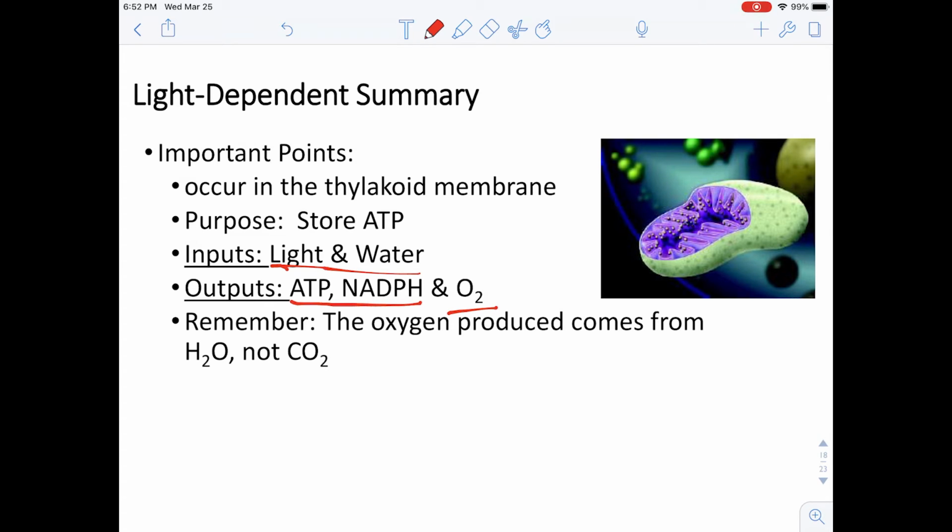Really good trivia question, though, and one that has been on the AP exams in the past is, the oxygen that you are breathing right now, where did it come from? Where did it originate? And the answer is water. It used to be part of a water molecule, not carbon dioxide. So it's not like a gas-to-gas conversion. It's actually water, liquid, into oxygen gas. So that's kind of interesting, too.